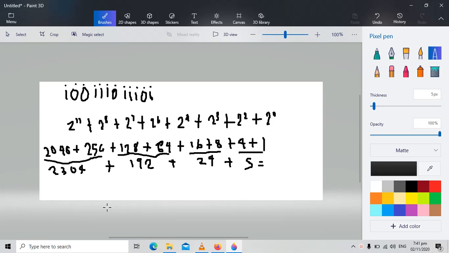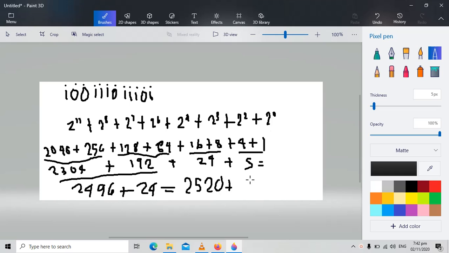2304 plus 192 is equal to 2496. And this 2496 plus 24 is equal to 2520. 2520 plus 5 is equal to 2525. So that is the decimal number of the binary number here.